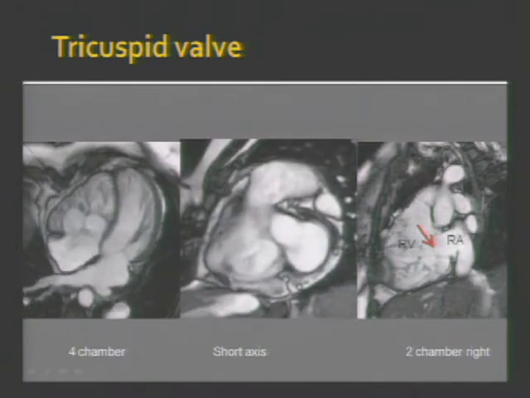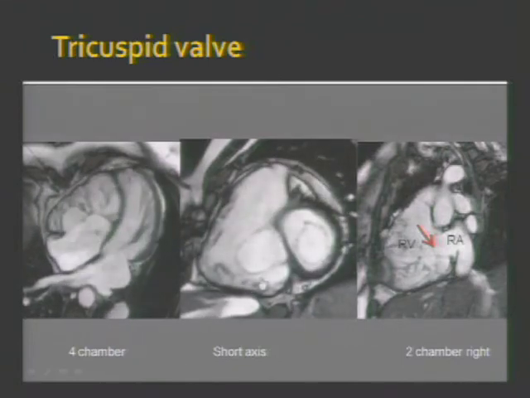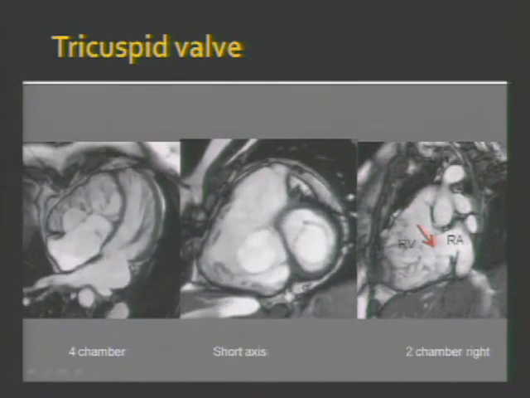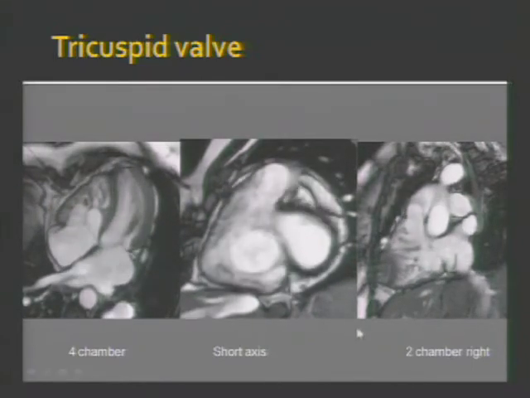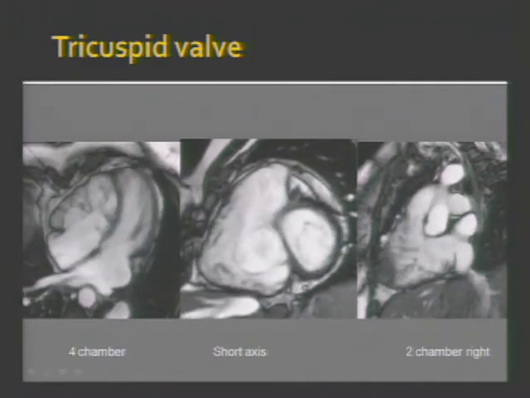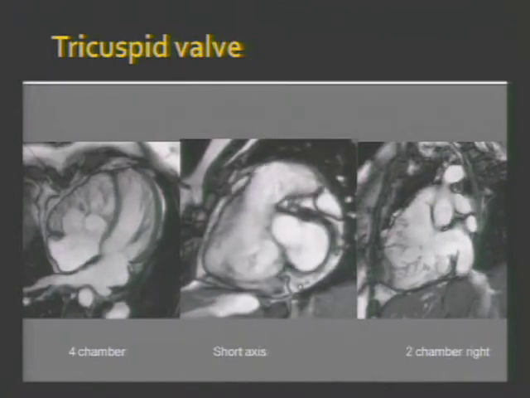You can pretty much see the same anatomy and the same appearance on the short axis views. You can see the leaflet, and now the jet is actually directed at you. I would suggest that whenever you're looking at any valve or any pathology, as a rule, try and look at it on as many planes as you can.